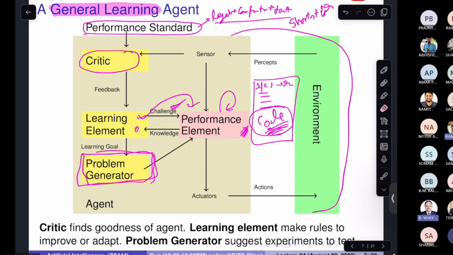Okay? Got it, sir. But in this diagram, what I thought is the knowledge is applied back whenever the learning is actually good. Whatever the performance element has learned, that is good. So now let me apply that knowledge to the system.